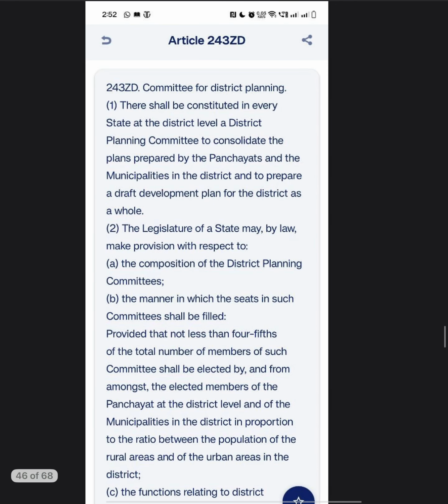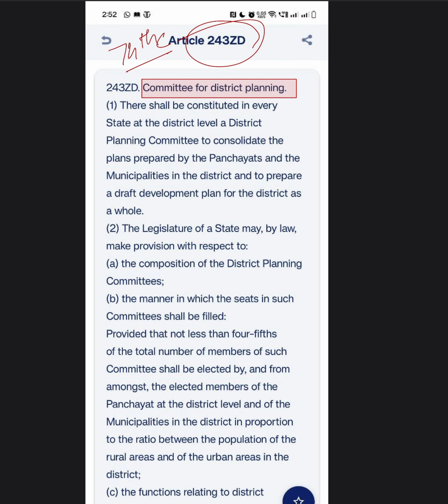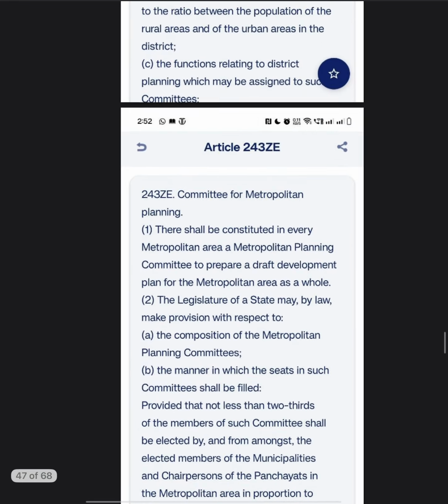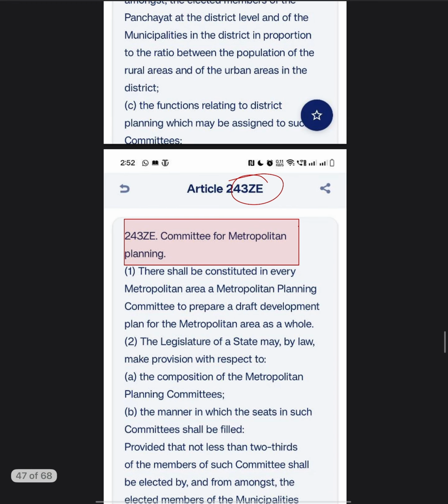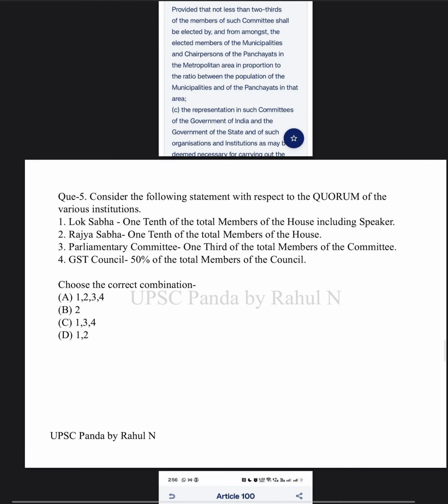This I have explained. Then see, 243ZD. This is the District Committee for District Planning. This is part of the 74th. ठीक है. District Planning. And then Metropolitan Planning. This is ZE. So this is again 74th से है. ठीक है. Now next question.